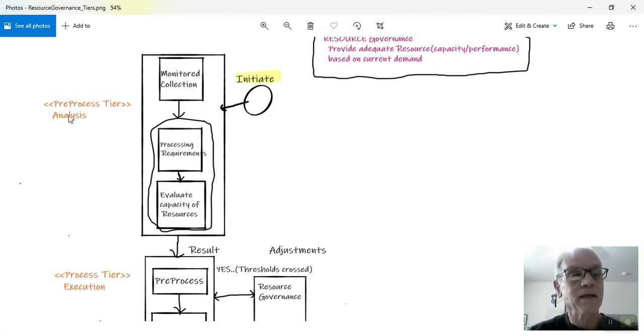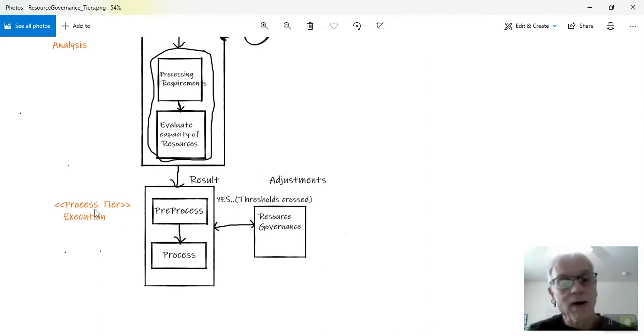So during the analysis phase, there are a couple sections to that. There's a monitor collection. So there's collection of the resource usage at that particular time. Then there's processing requirements, and then evaluate capacity of the resources. So once we have all the accumulated information about the resources being used at a particular time, we check the processing requirements, at what point do we reach a threshold, and we evaluate that through the process of capacity of the resources. Then it's shifted on to the process tier.